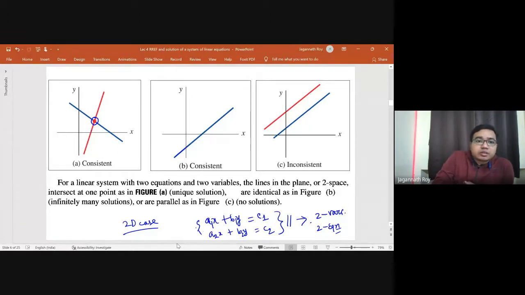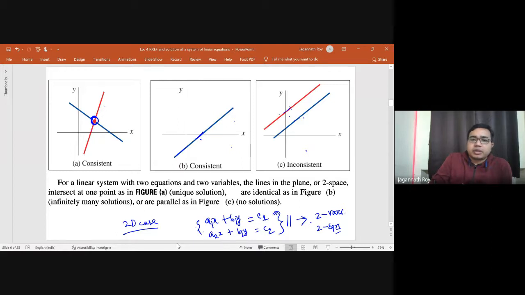For example, this can be written as y equals mx plus c. So this is a straight line. If the straight lines are overlapping each other, then we will have many solutions. But if there is only one point of intersection, then we will have only one solution. If there is no intersection point between these two lines, then we call it inconsistent. That means no solution here.